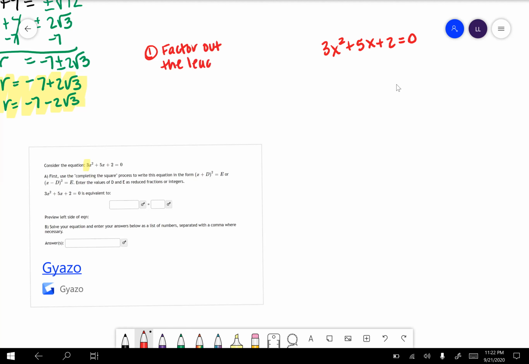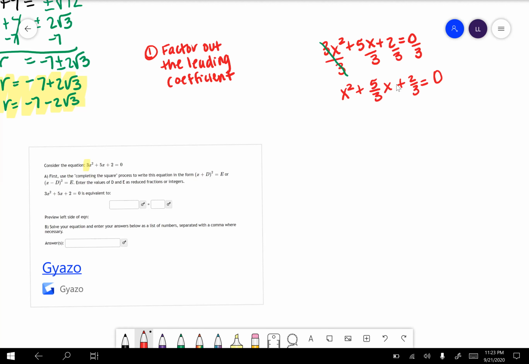Now, factoring is the same thing as dividing. So we're going to divide everything by 3. That makes this a little messy, but we don't want the 3. So that leaves us with x squared because the 3's cancel out, right? Plus 5 over 3x plus 2 over 3 equals, what's 0 divided by 3? 0.